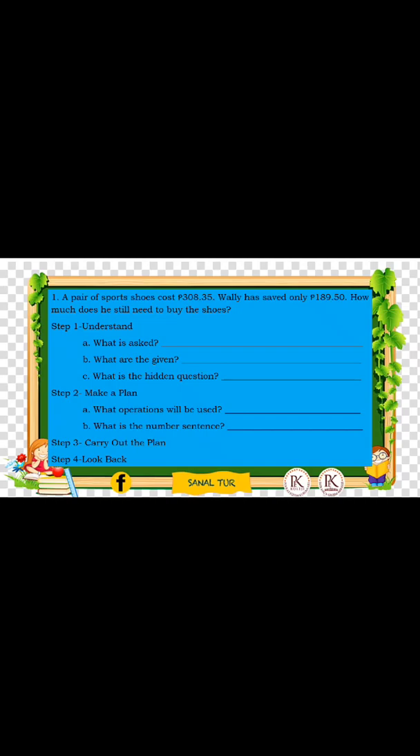So the problem says a pair of sports shoes cost 308 pesos and 35 centavos. Wally has saved only 189 pesos and 50 centavos. How much does he still need to buy the shoes? Okay, you apply what we have discussed. I will give you 3 minutes to answer the problem. 10, 9, 8, 7, 6, 5, 4, 3, 2, 1.